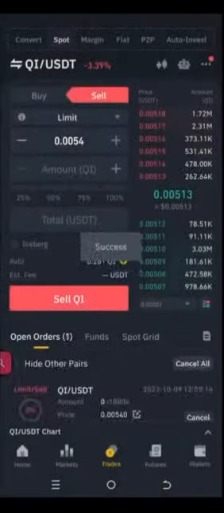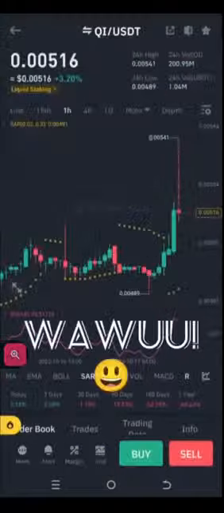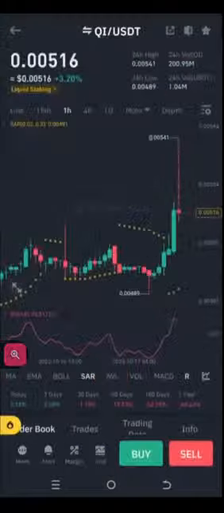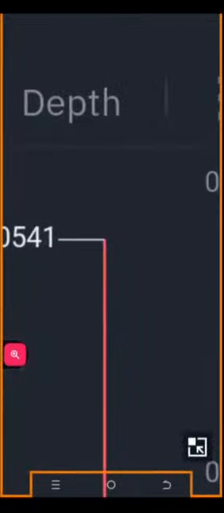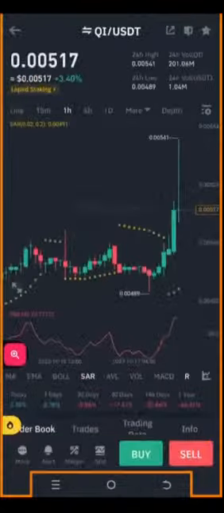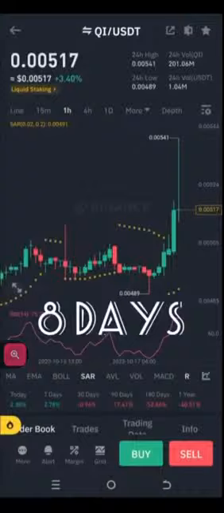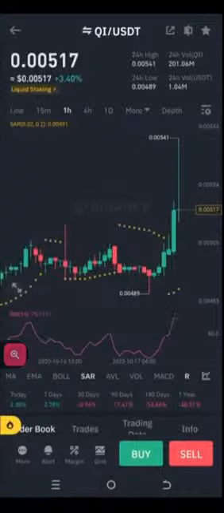Okay, so here it is. We're currently in the queue. Let's wait for it and see how long this is going to take. And I'll be back to give you the results. Take care. Wow, can you see how QIUSDT ran all the way to 0.0541? This trade, wow, I've been in it for 8 days. Eight days. Oh my God.